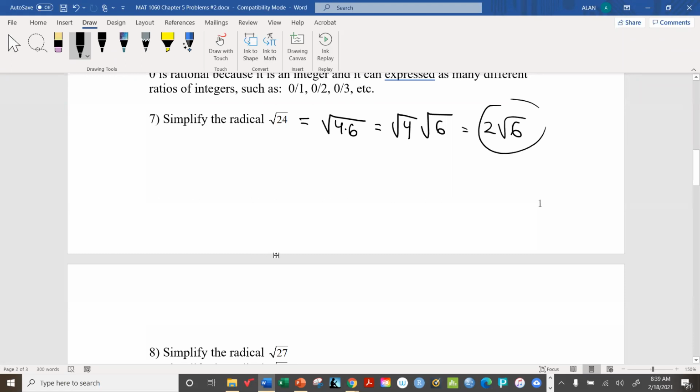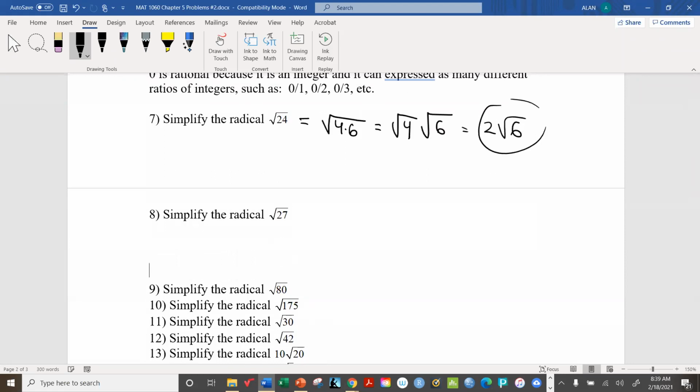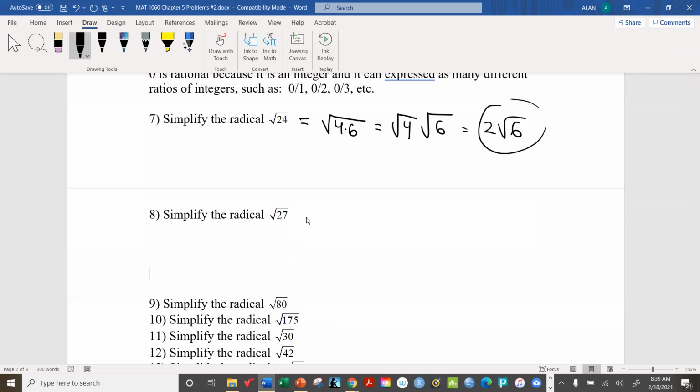All right, well, that one is good. Now, how about this one? All right, let's see what we can find in here. Oh, I know. How about 3 times 9? Or let's write it as 9 times 3. Yeah, that's nice. And the result will be 3 radical 3, which is the simpler version of radical 27.